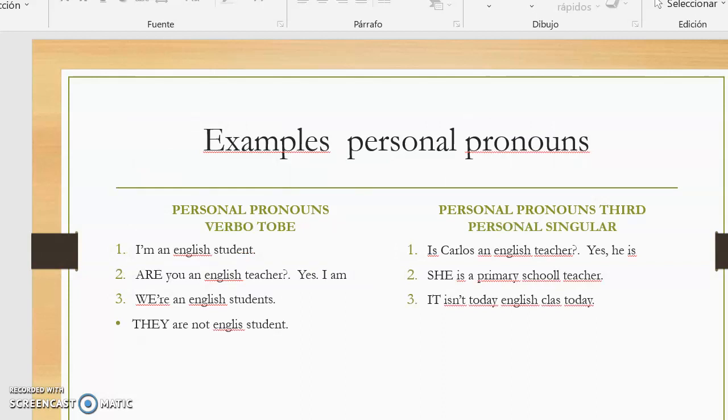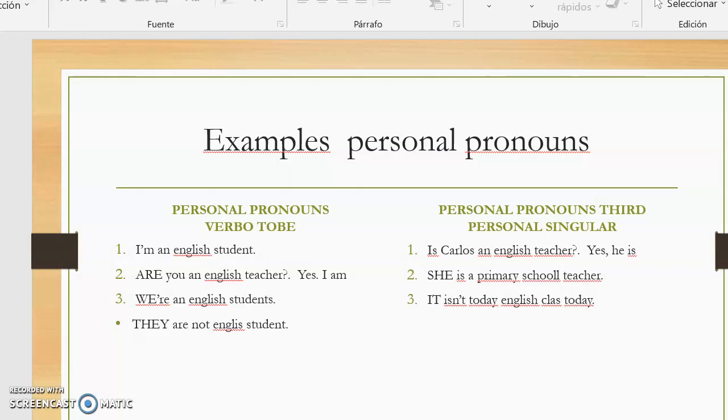Examples: personal pronouns, verb to be. I am an English student. 1. I am an English student. 2. Are you an English teacher? Yes, I am. Were an English student? They are no English student.